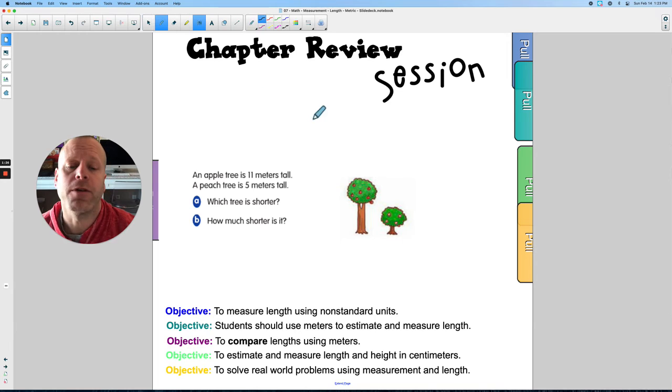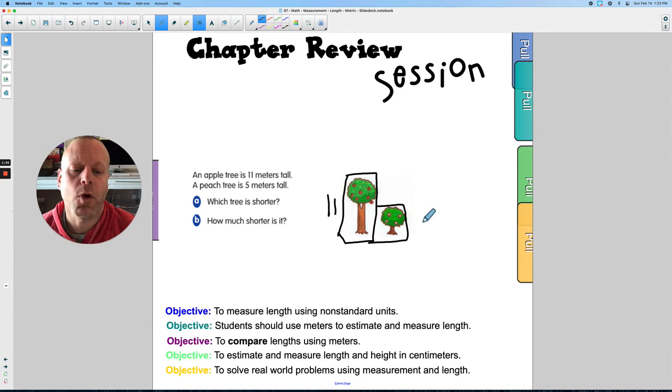So if you think about those two numbers here, here is my 11. This is going to be my 11. And here is my 5. It's quite easy to figure out which one is taller or which one is shorter. The trickier part is when they say, hey, how much taller is it? And what they're talking about is the difference between the tall one and the short one.